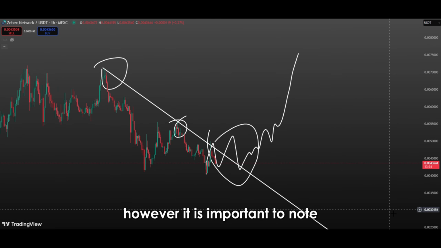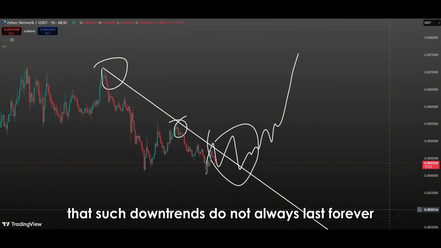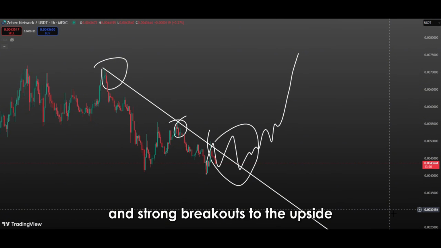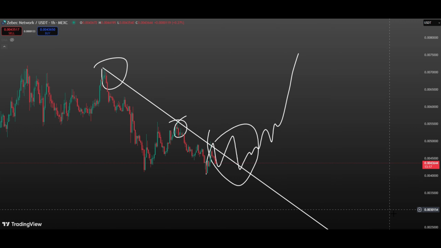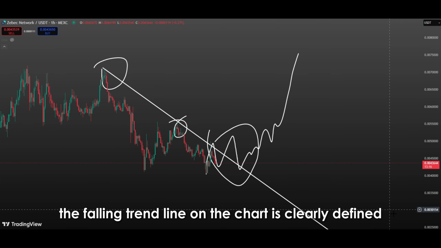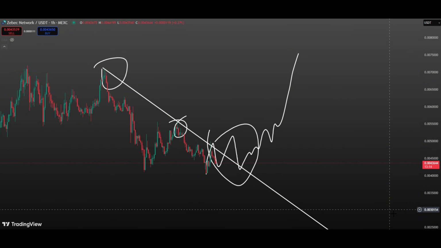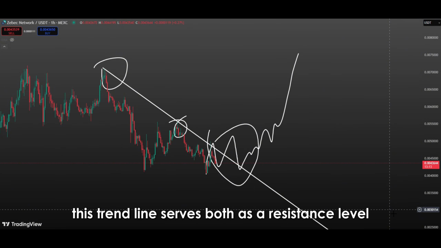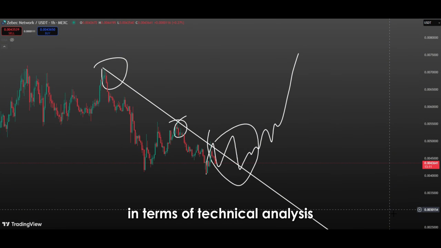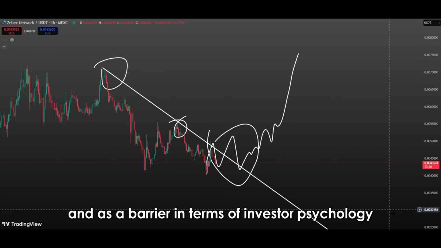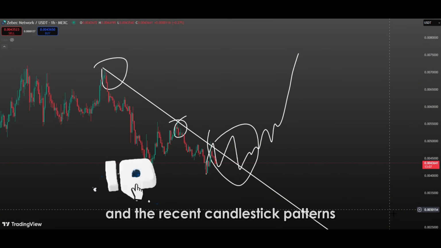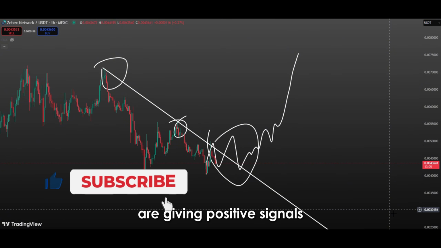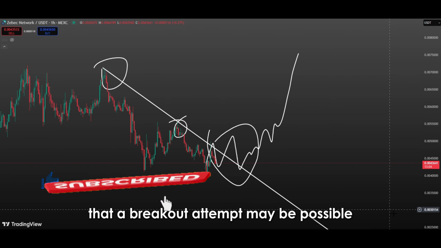However, it is important to note at this point that such downtrends do not always last forever, and strong breakouts to the upside can come after reaching a certain level of saturation. At the moment, the falling trend line on the chart is clearly defined. This trend line serves both as a resistance level in terms of technical analysis and as a barrier in terms of investor psychology. However, the price is quite close to this trend line, and the recent candlestick patterns are giving positive signals that a breakout attempt may be possible.